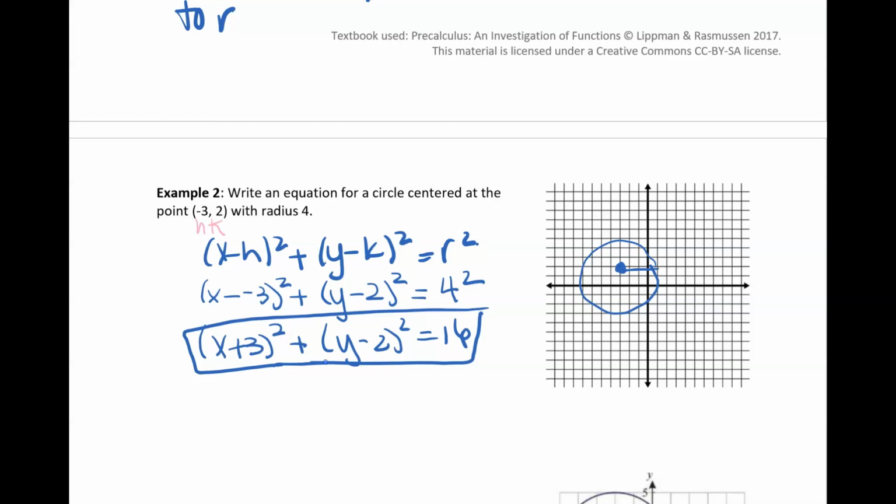And so you can see there was not a lot of arithmetic or anything. The main things you would have to know was this standard equation here, and that your center and r, how to take those values and plug them in. Let's take it a step further.